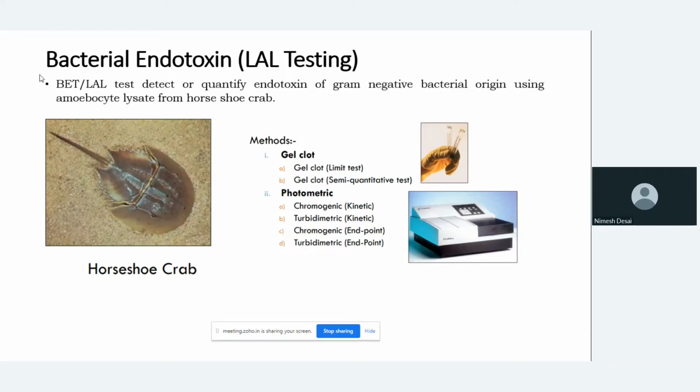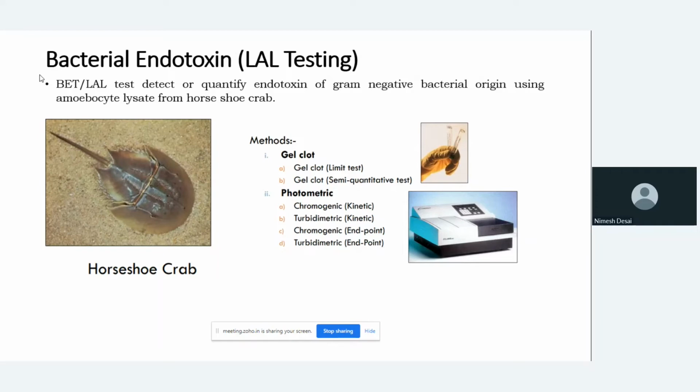So how is the endotoxin test performed in the industry? There is the horseshoe crab, an Atlantic sea animal. In the market, LAL reagent is available. What is LAL? Limulus amoebocyte lysate. It's horseshoe crab blood. They take the horseshoe crab blood, centrifuge it, and prepare the LAL solution. And there is a standard endotoxin available in the market, the control standard endotoxin.